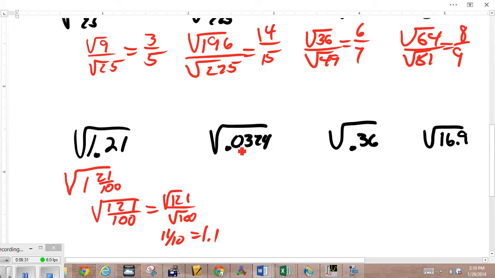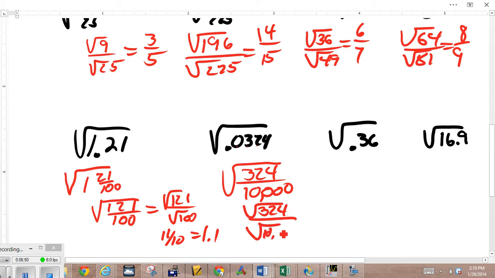0.0324. Remember your decimal places: tenths, hundredths, thousandths, ten-thousandths. So as a fraction, this becomes 324 over 10,000, which is the square root of 324 over the square root of 10,000. You recognize that the square root of 324 is 18, and 10,000 is 100 squared, so the square root of 10,000 is 100. So it's 18 100ths, or 0.18.